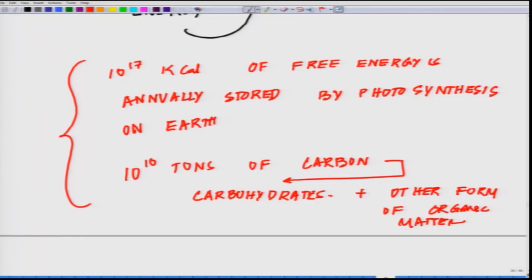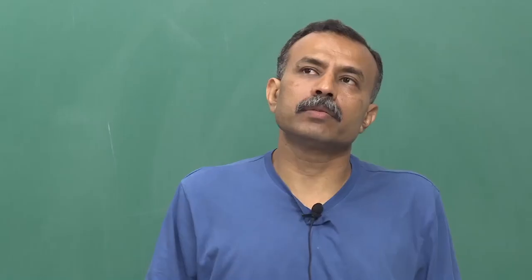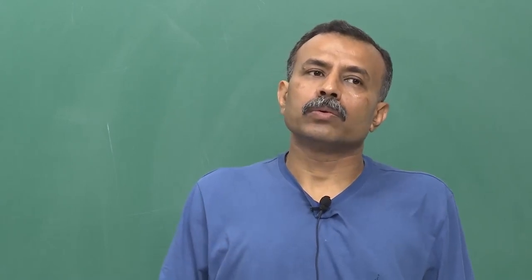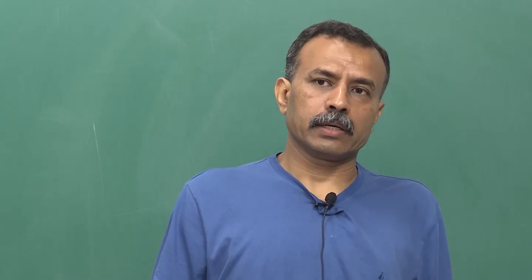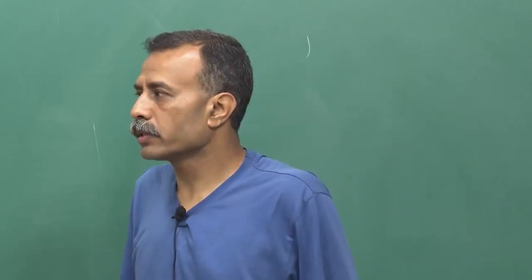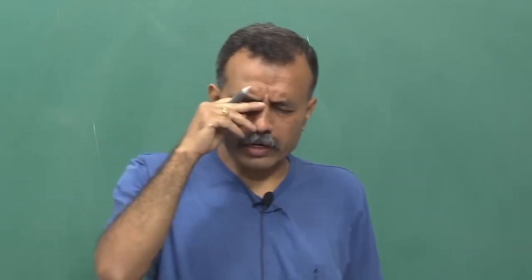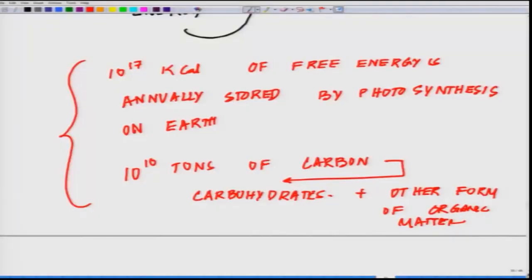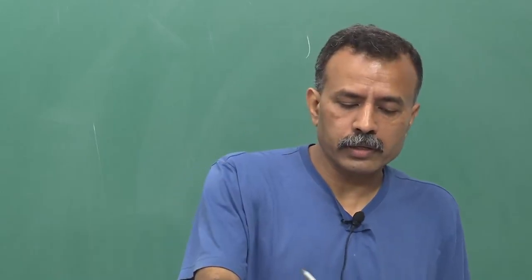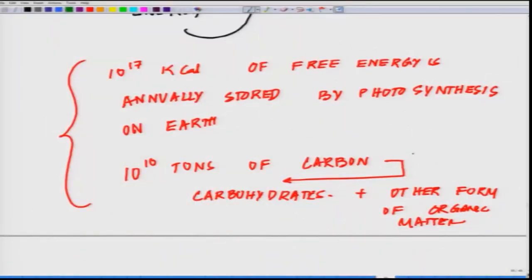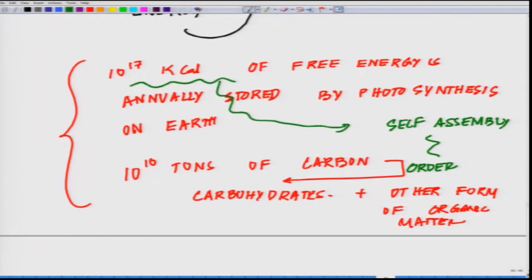Just this number itself tells you how unique this process is, that which has evolved through billions of years, and it has learned to transform a huge amount of carbon sources into much more meaningful, much more organized structure. So this is where you see it is creating an order, or the old thing I have mentioned in the previous classes, self-assembly. And this is where the free energy comes into play.